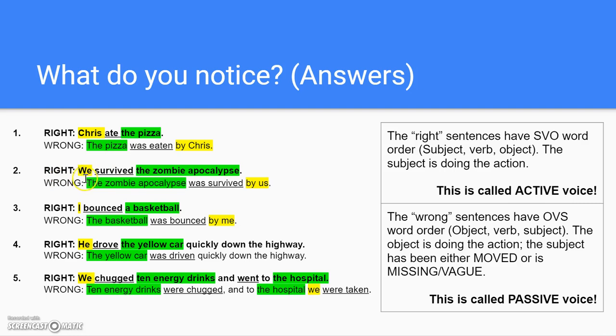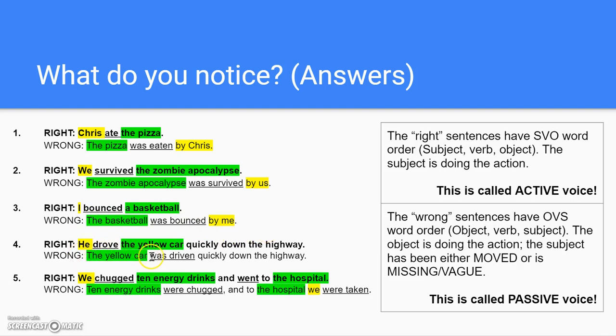If I flip-flop number 2, the zombie apocalypse was survived by us. Doesn't that sound weird? Passive voice often sounds weird. Number 3, the basketball was bounced by me. Who talks like that? I know very few people who would willingly do that in average common dialogue.